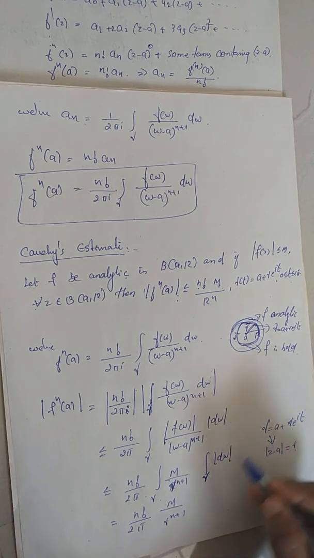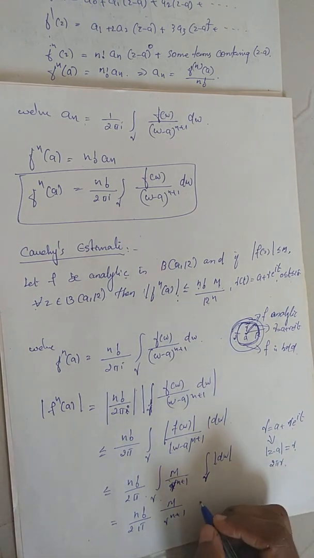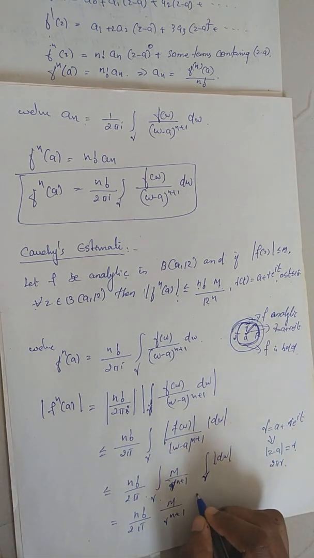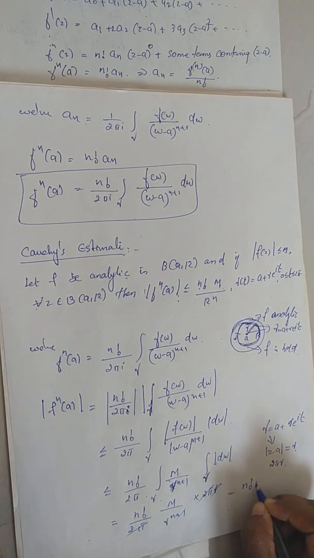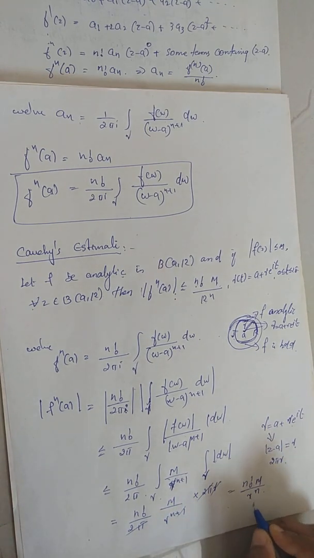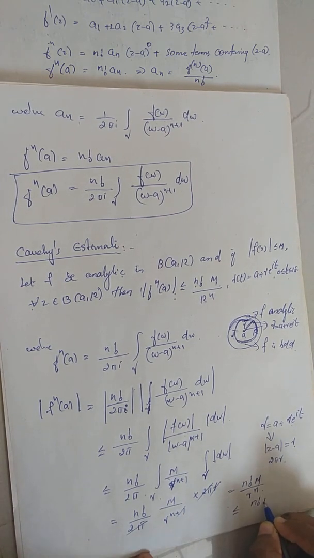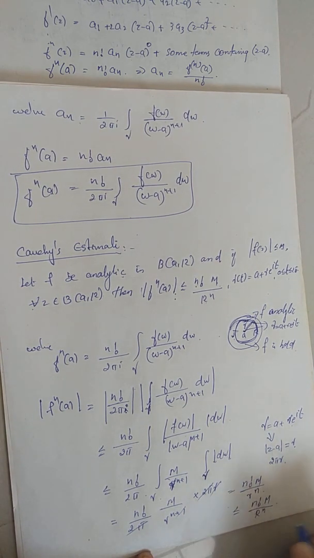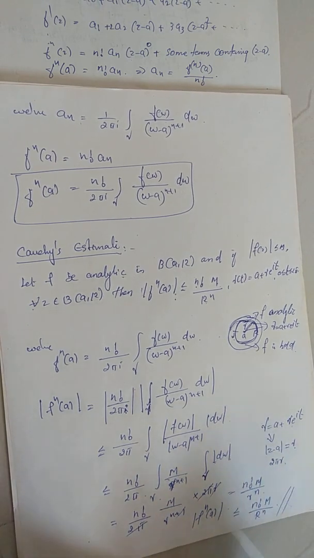Its length is its perimeter. Its perimeter will be equal to 2 pi r, right? So that thing is equal to 2 pi into r. So you can cancel this term, and r raised to n plus 1 and this r will be cancelled. So what you get is n factorial M divided by r raised to n. And this small r will always be less than or equal to this capital R, right? So n factorial M divided by r raised to n is also true for the modulus of the nth derivative of f.